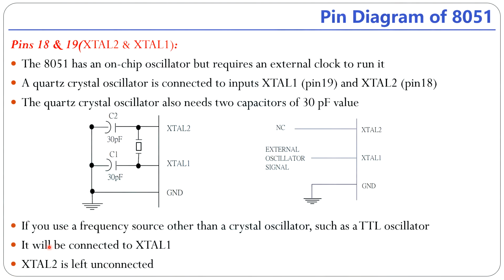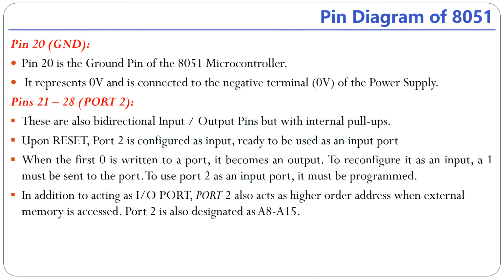Next thing, if you use a frequency source other than a crystal oscillator, such as a TTL oscillator, it will be connected to pin number 19, XTAL1. XTAL2 is left unconnected, or we can say the NC, not connected. Pin number 20, that is the ground. Pin 20 is the ground pin of the 8051 microcontroller. It represents 0 volt and is connected to the negative terminal of the power supply, right?